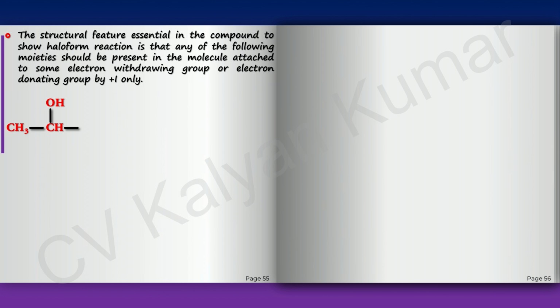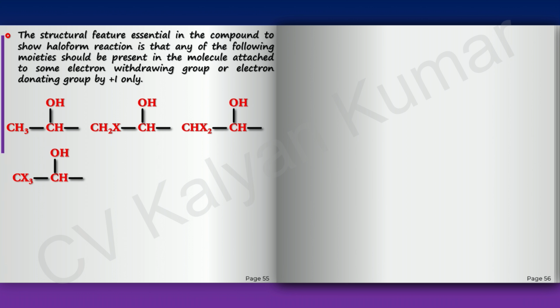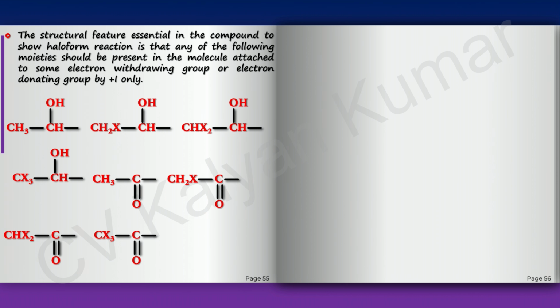Now, the H can be replaced by a halogen, no problem. As many halogens, after all, it's going to give a haloform. You can start with a methyl ketone. You can start with an alpha haloketone or a dihaloketone or a trihaloketone. All of them will give it.